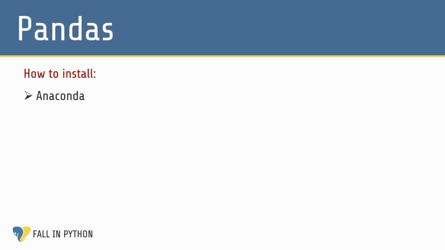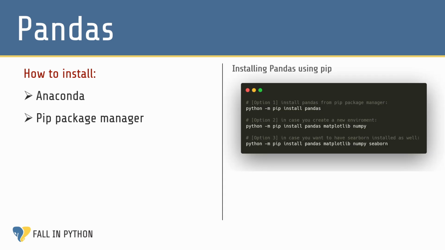Okay, how to install Pandas? There are basically two ways to do it. The easiest way to get Pandas is installing Anaconda. If you use Anaconda, you will have it in your base environment, so there is no need to install anything else. If you don't use Anaconda, you can get Pandas via the pip package manager. In case you already have NumPy and matplotlib, you only need to install Pandas. Then you type python -m pip install pandas.